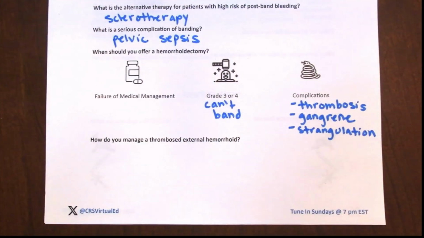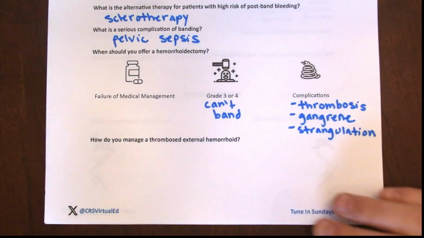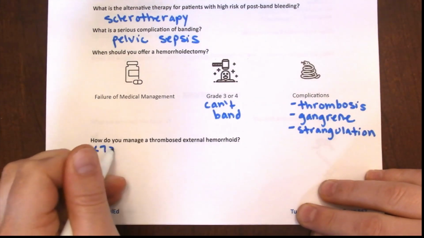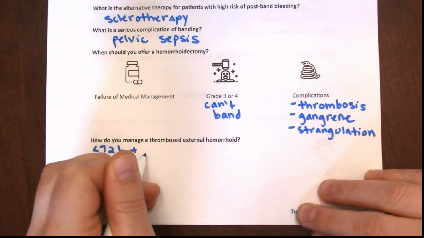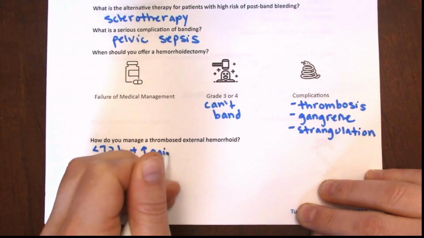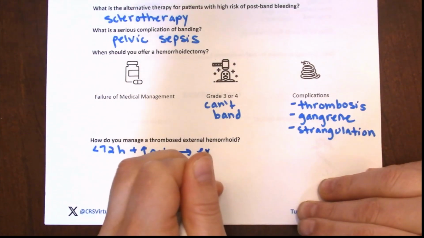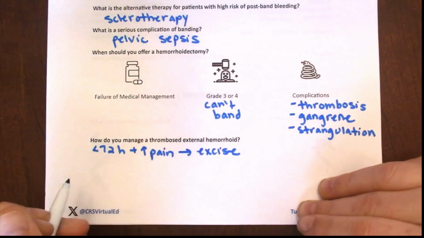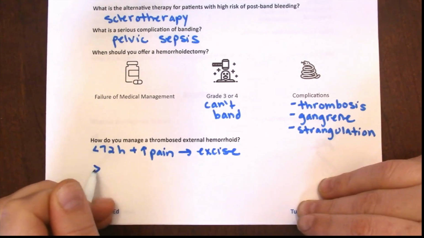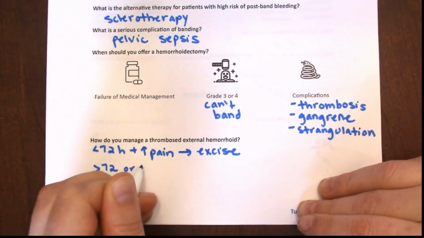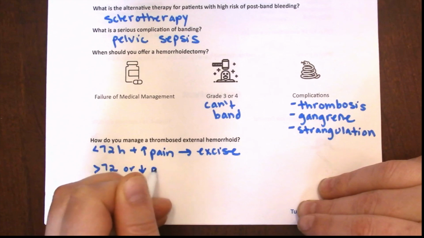All right, perfect. How do you manage a thrombosed external hemorrhoid? It depends on how long it's been since their pain initially started from the thrombosed external hemorrhoid and whether or not their pain is improving. So if it's been less than 72 hours and their pain's not improving, then you typically offer surgical excision. But if it's been more than 72 hours or their pain is improving, then typically it's just symptom management.